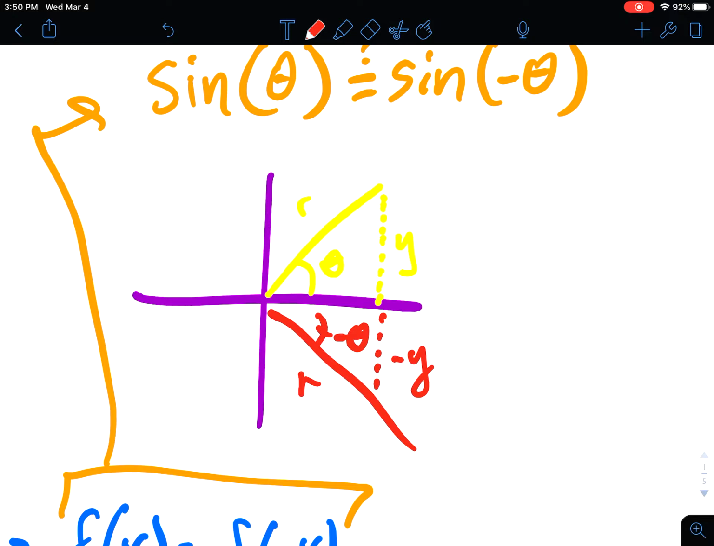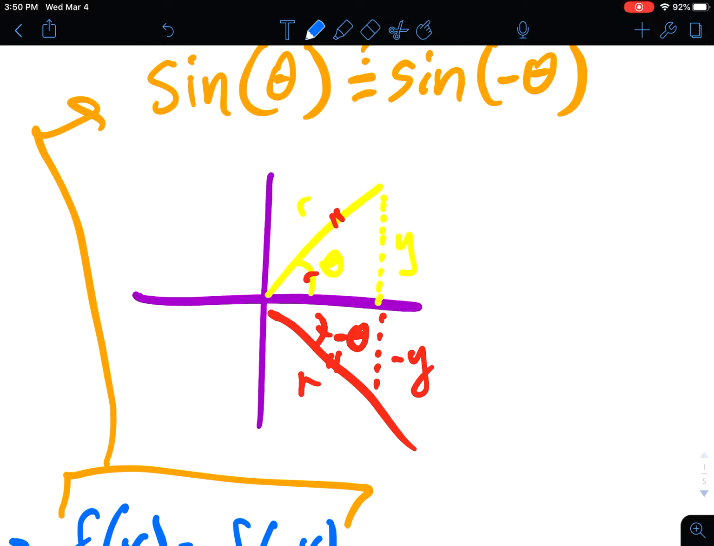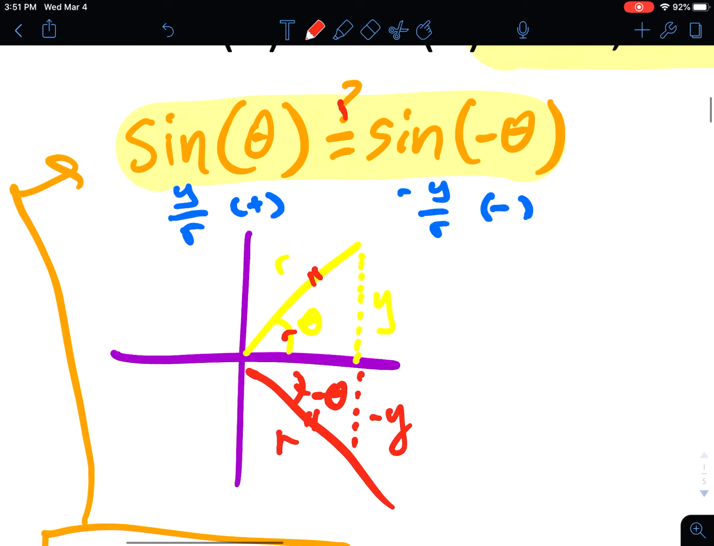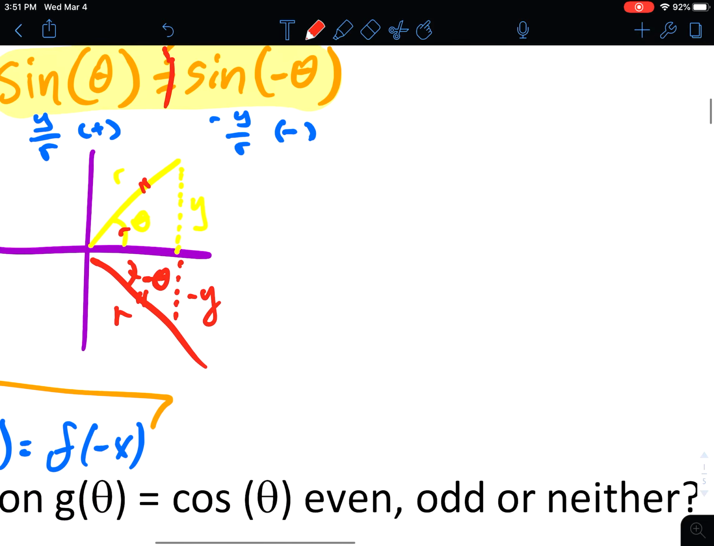Since these angles are the same, and since the radii are the same, then we know that the sine values here are going to be very similar. For sine of theta, our sine value is going to be y over r, and it's going to be positive, whereas for sine of -theta, it's y over r, but negative. And so this relationship is not true for sine. These two things are not equal to each other. It is not an even function, which means that maybe it's an odd function.